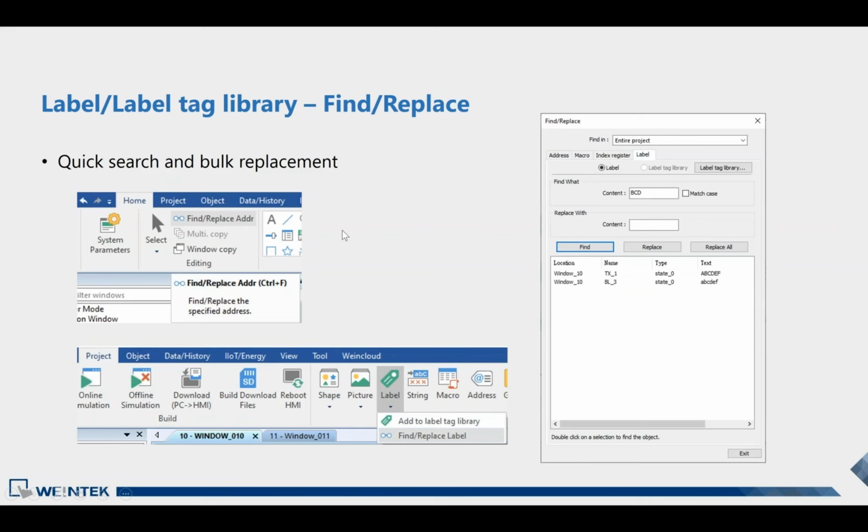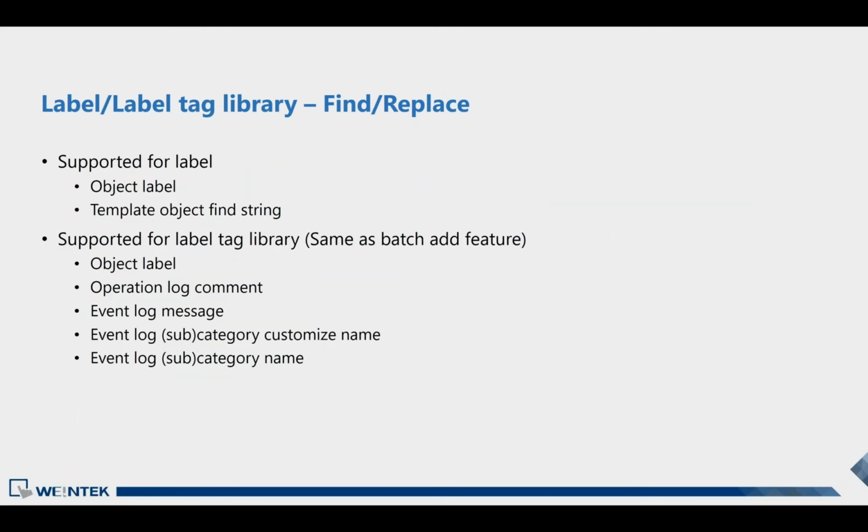The first way is to use Control F like usual and find the label over here. And the second way is right under the label, like previously added to label library. You can also find a find replace label over here. If you click this, it will directly transfer to this page. Okay.